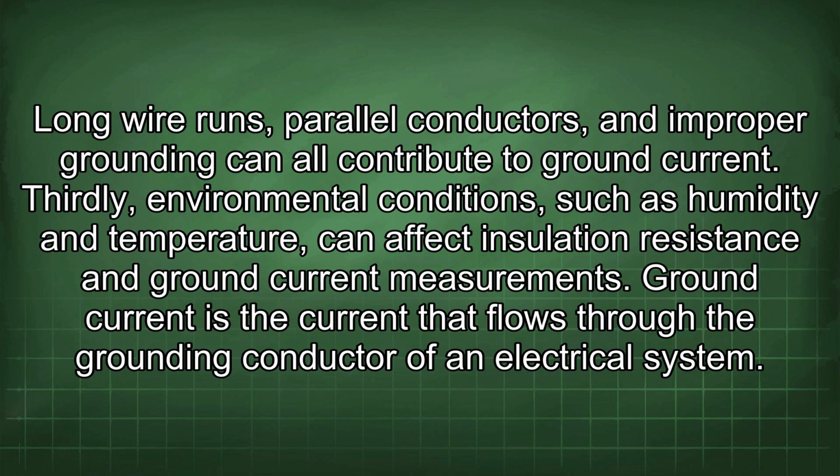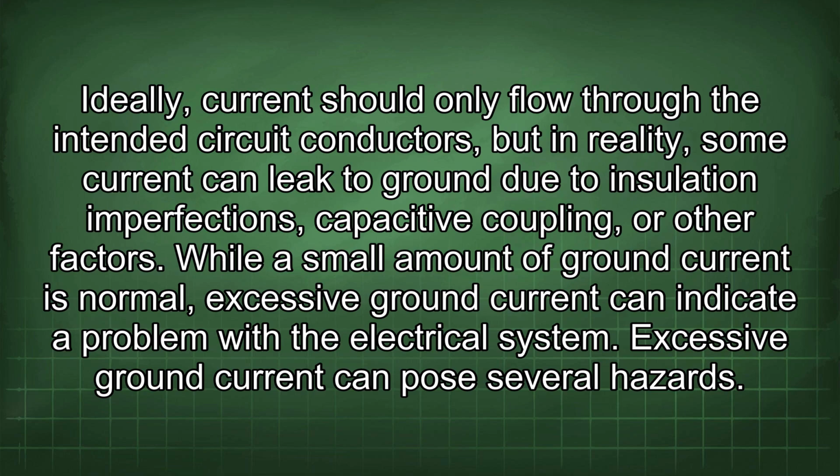Ground current is the current that flows through the grounding conductor of an electrical system. Ideally, current should only flow through the intended circuit conductors, but in reality, some current can leak to ground due to insulation imperfections, capacitive coupling, or other factors. While a small amount of ground current is normal, excessive ground current can indicate a problem with the electrical system.